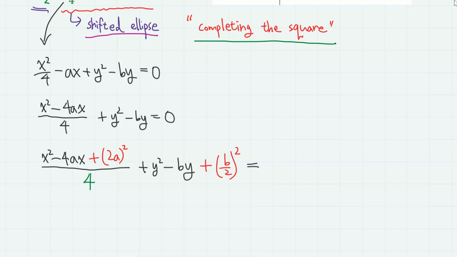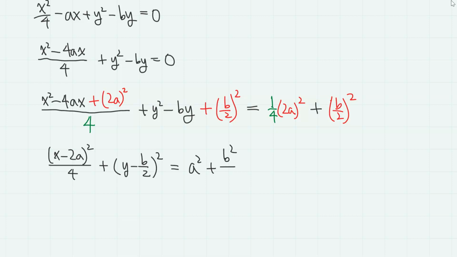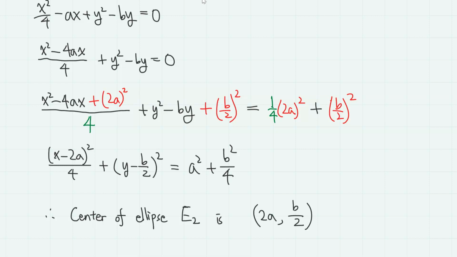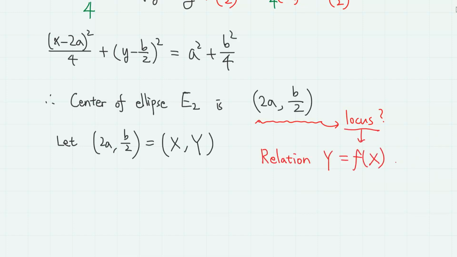So on the right hand side we have 1/4 of (2a) squared plus (b over 2) squared. Therefore we have (x minus 2a) squared over 4 plus (y minus b over 2) squared equals a squared plus b squared over 4. So now we can find the center of ellipse E2, which is (2a, b over 2). We have to find the locus of this point, so we let this point be capital X, capital Y. So we have to find the relation between X and Y.